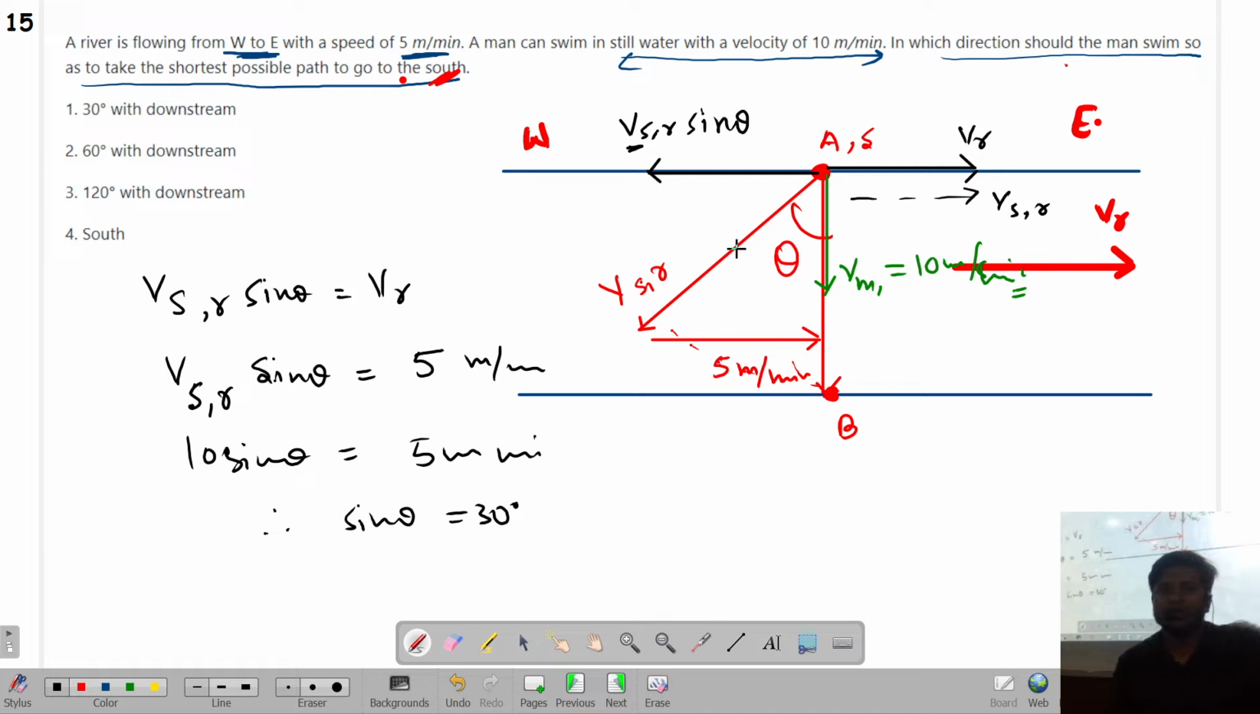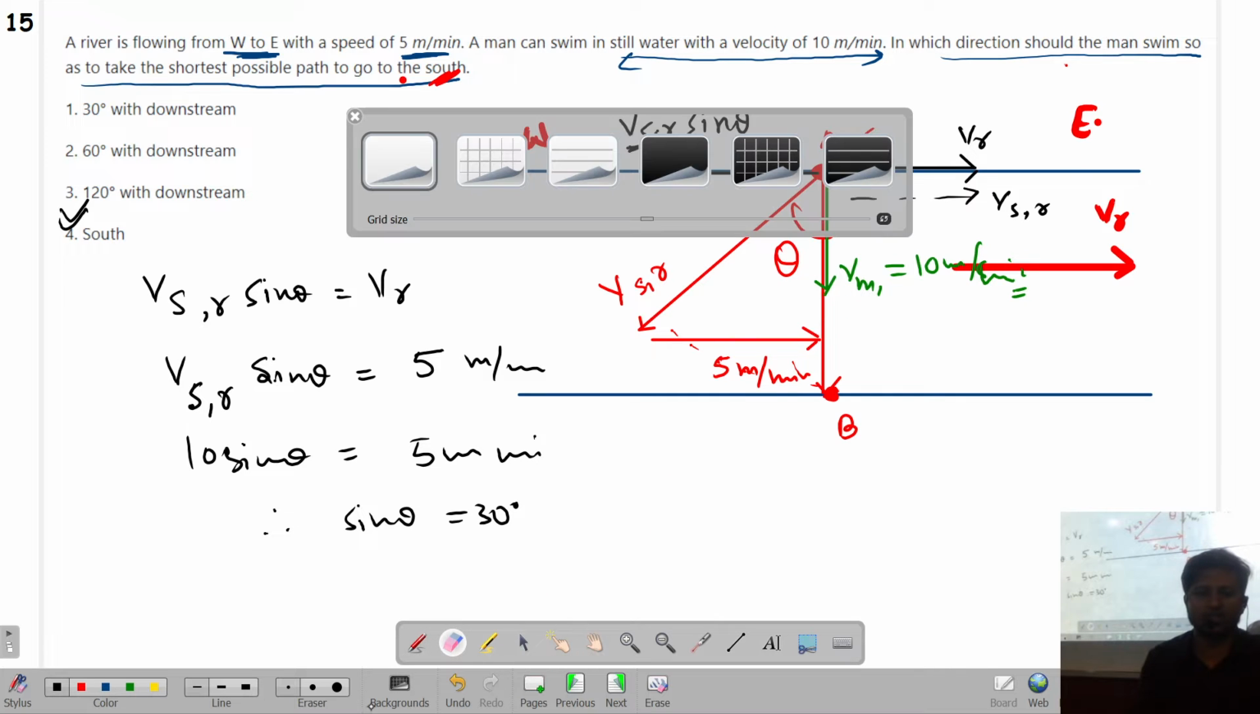Now try to understand, with respect to river, at what angle is the swimmer swimming? At 120 degrees, or not? Yes or no? So what is the particular angle over here? 120 degree with the downstream, not 30 degree with the downstream. Got it or not? It will be 120 with the downstream instead of 30. Got it? You didn't understand. Again, look over here, and try to understand.